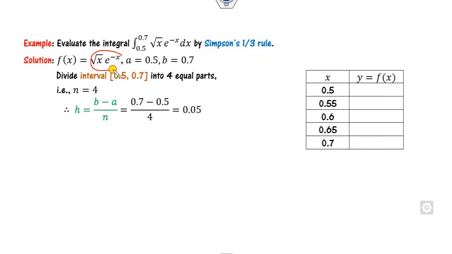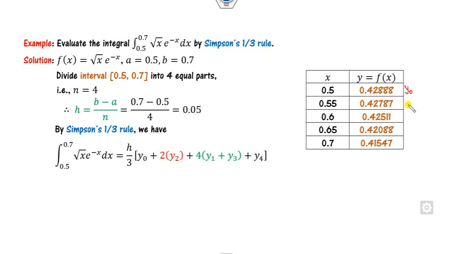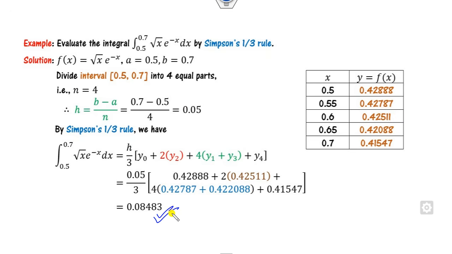Now substitute this value. x is 0.5 here, it's 0.5 e raised to power minus 0.5, you will get here. Similarly for this second value 0.55, you will get here. Substitute, you can find it. Now apply the Simpson 1/3 rule. This is my y0, y1, y2, y3, y4. The first and the last, you can skip that. y2 is the only even and y1 and y3 are my odd, so 4 times. h is my here, y0 is this. Substitute this value, you will get the required answer.